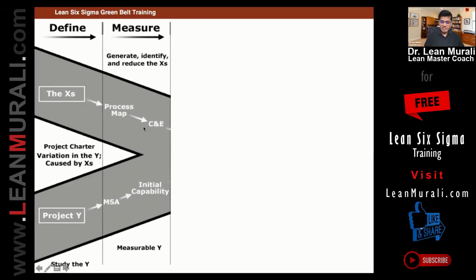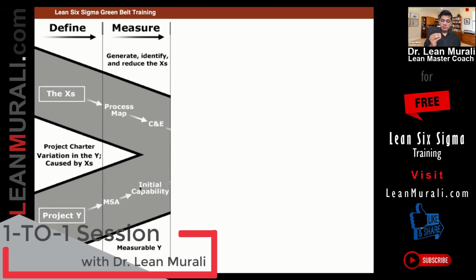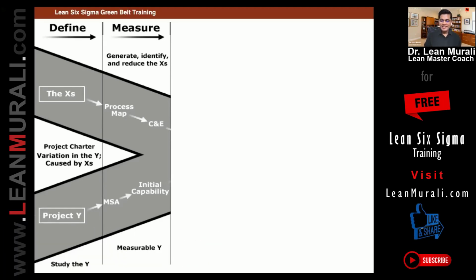Then you do this cause and effect. In parallel, this Y, please remember, one is in the direction of X, the other is in the direction of Y. Y is the output and X's are all possible causes. And this Y we are measuring now, so measurement system analysis should be okay, as should the initial capability, so that we know we have really improved. We have not improved merely because there is a change in the measurement mechanism or measuring device; it should not show an improvement because of a measuring device.